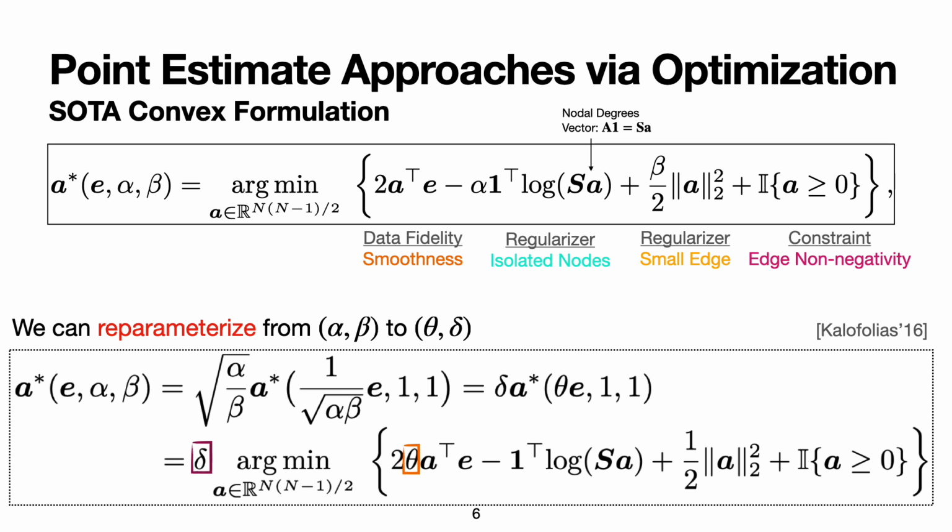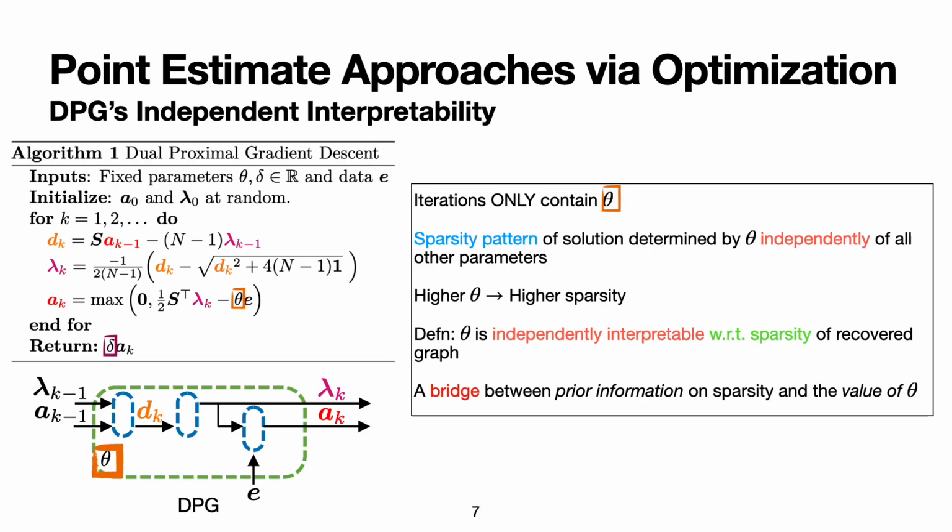To solve this bottom problem, we introduce iterations called dual proximal gradient descent, DPG iterations, on the left here. As a consequence of the separable structure of the theta-delta reparameterization, the iterations only contain theta. Theta is the only parameter contained inside of these iterations. The sparsity pattern of the solutions is determined by theta independently of all other parameters, in this case delta. And a higher theta tends to produce higher sparsity.